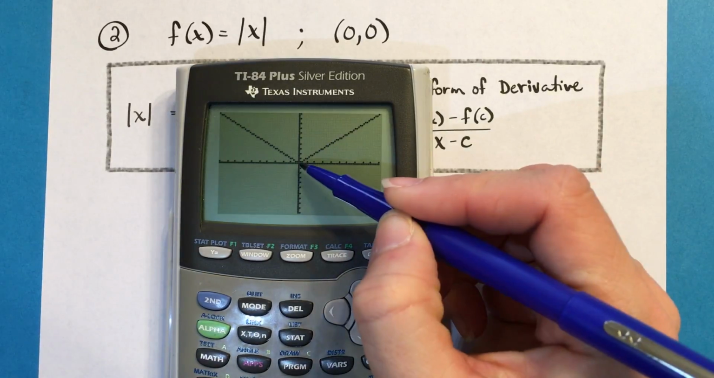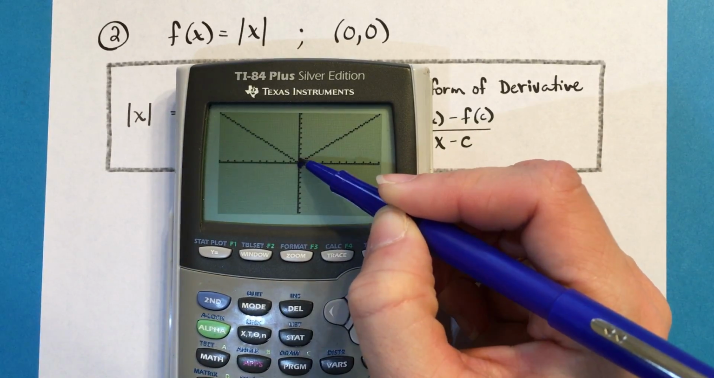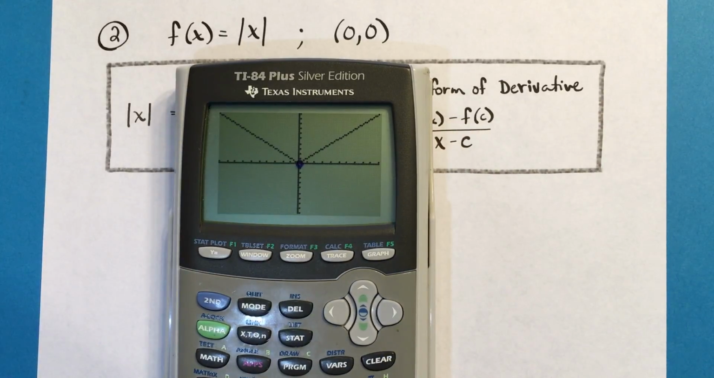Okay, so here's 0, 0. So that's going to be the place that we're going to get the value of the derivative. Now, if you remember back with derivatives, there were certain situations in which your derivative did not exist. And one of those situations was that your derivative did not exist at a sharp point.